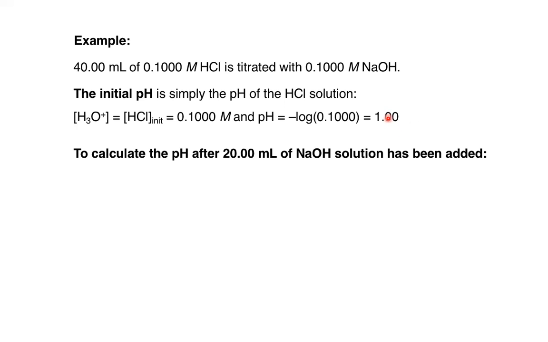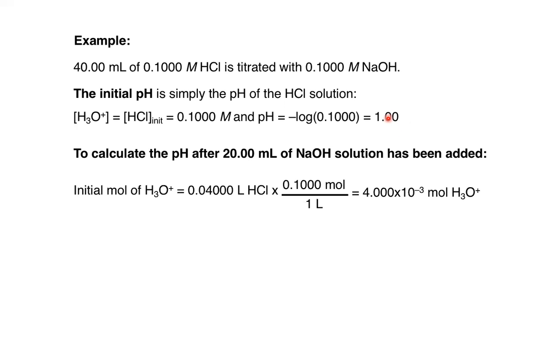Now, to calculate the pH after 20 milliliters of NaOH solution has been added, we need to calculate the number of moles that were added and the number of moles initially present of HCl. So the initial moles of H3O+ present is going to be equal to 0.04000 liters, because you remember concentration is always in moles per liter. We were given it in milliliters, so it's our duty to check that we are using the correct units. So we need to convert this to liters.